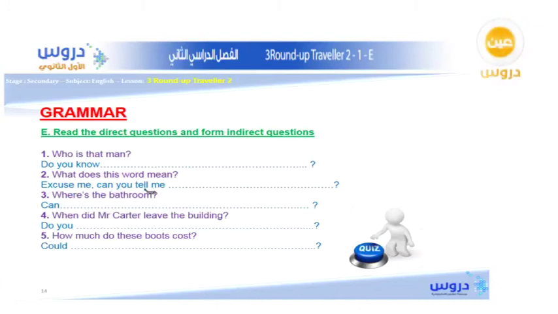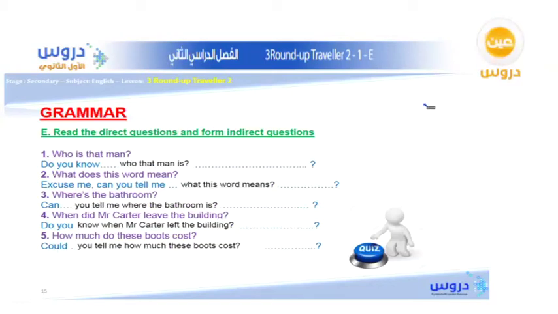Excuse me, can you tell me what... By using this question also. Where is the bathroom? Can you... also. Number 4: when did Mr. Karcher leave the building? So do you know... by using an indirect question. The last one: how much do these boats cost? Could... and you have to write an indirect question.